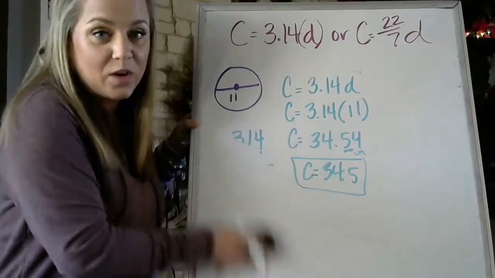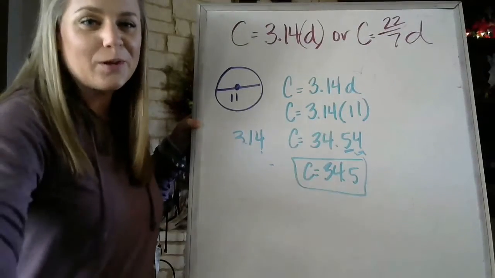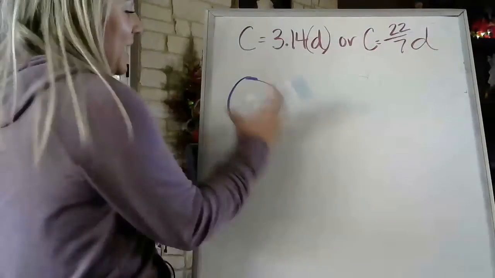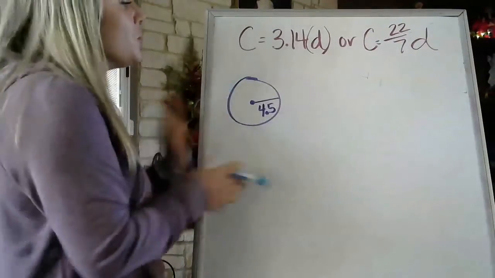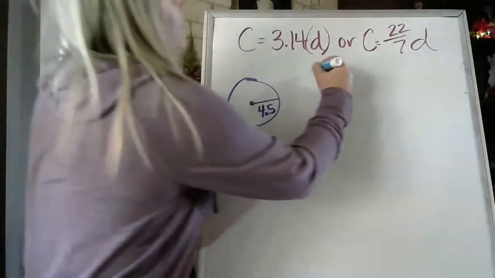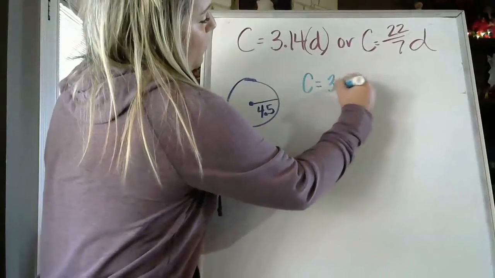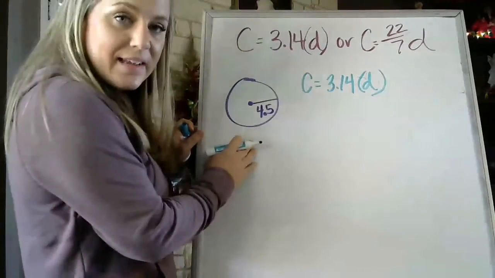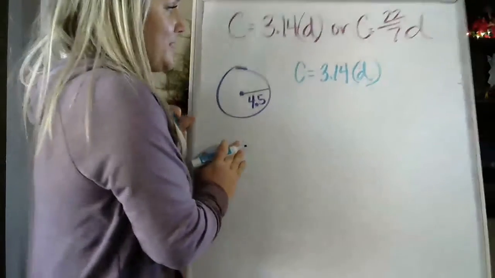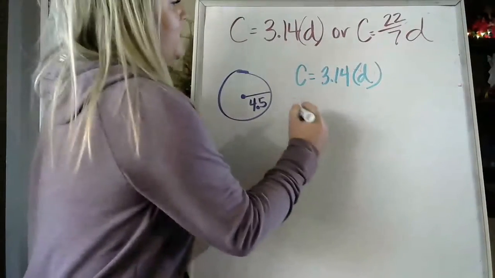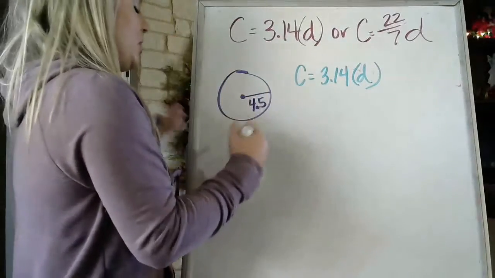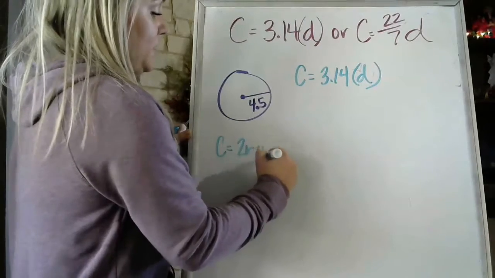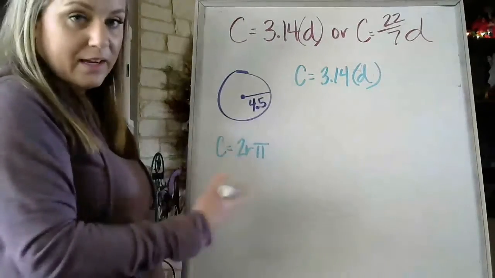All right. So next we're going to do 2 more examples, but this time we're going to do radius. Okay, guys. So we are back and we have a circle with a radius, and we're wanting to find circumference. And we know that circumference is equal to 3.14 times diameter. Okay. But I have the radius. So, in this case, we could say circumference could be 2 radius times pi. Okay, 2 times the radius times pi.